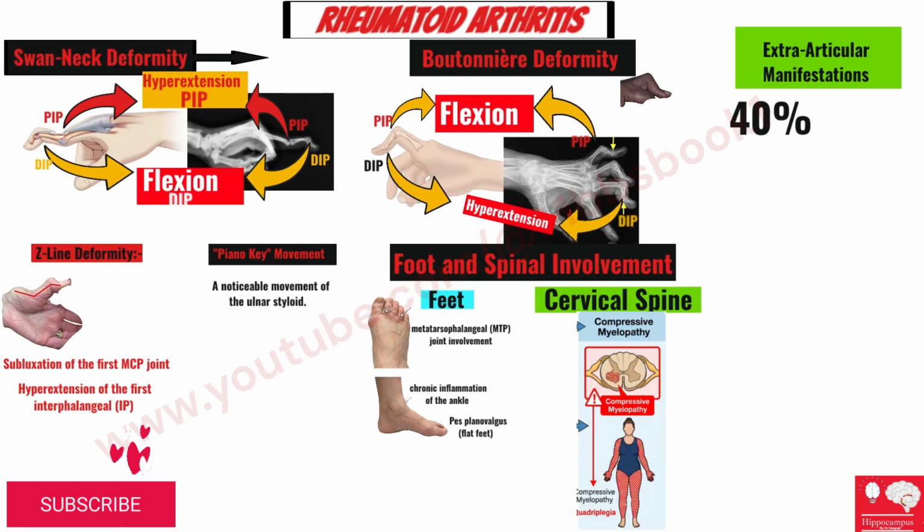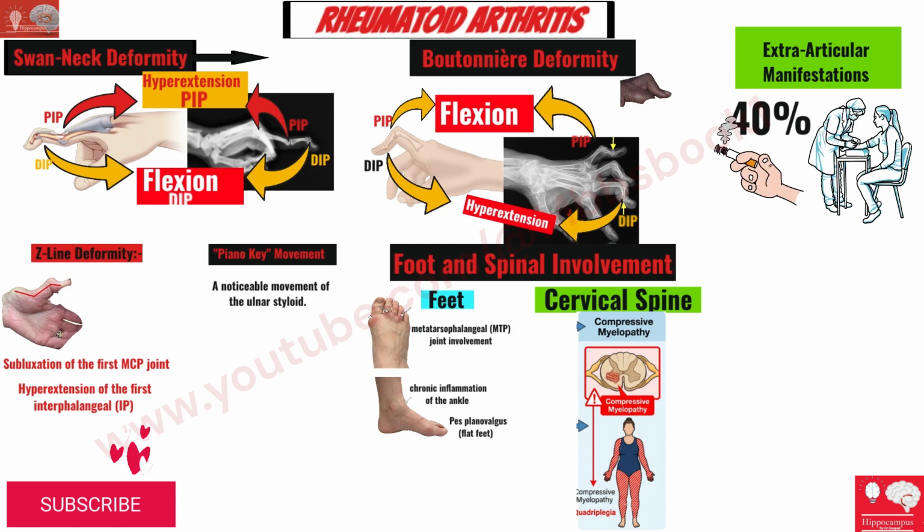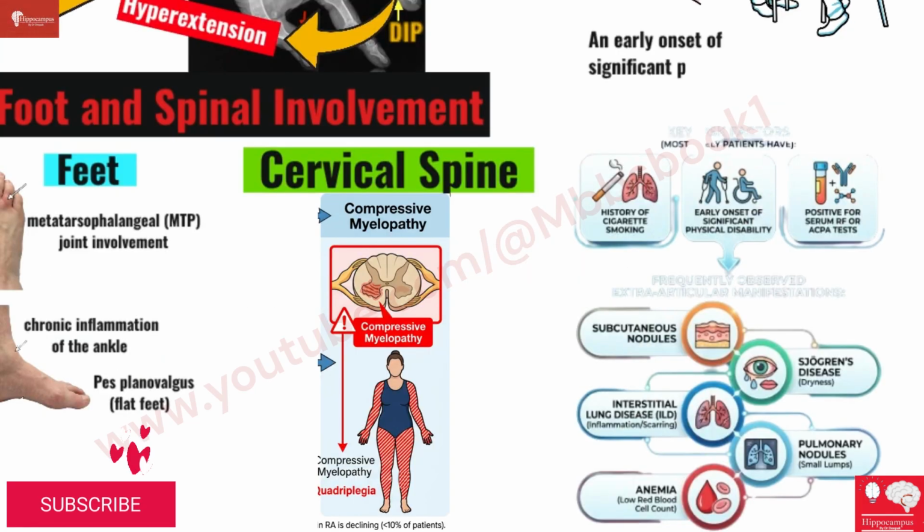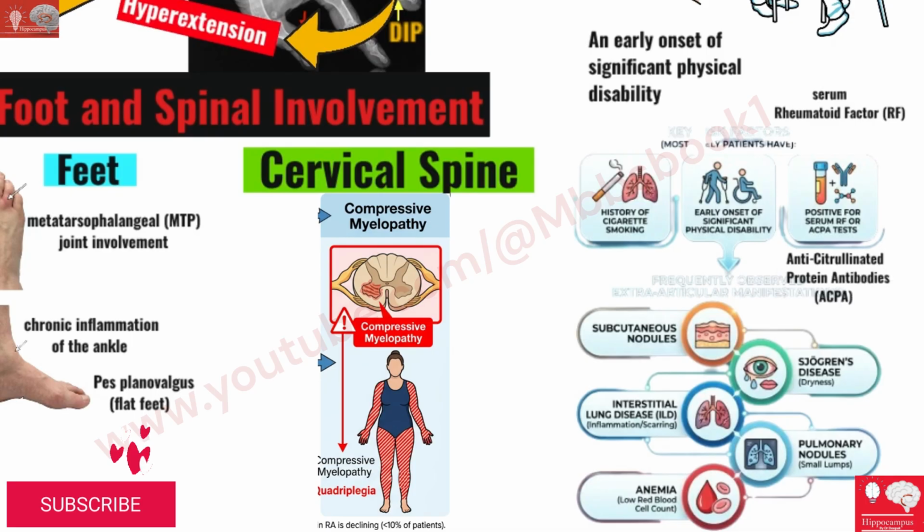Extraarticular manifestations. Extraarticular manifestations may develop during the clinical course of RA in up to 40% of patients, sometimes even before the onset of arthritis. Patients most likely to develop extraarticular disease typically have a history of cigarette smoking, an early onset of significant physical disability, and test positive for serum rheumatoid factor (RF) or anti-citrulline protein antibodies (ACPA). The most frequently observed extraarticular manifestations include subcutaneous nodules, Sjogren's disease, interstitial lung disease (ILD), pulmonary nodules, anemia.